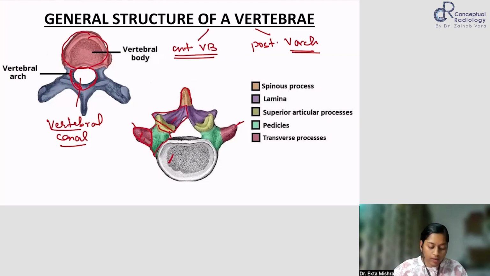The articular processes are the structures which form joints between one vertebra and its superior and inferior counterparts. It is labeled in this color. See, this is the superior articular process. We are looking at this vertebra in an axial plane from above. And the articular processes are located at the intersection of the lamina and pedicle.